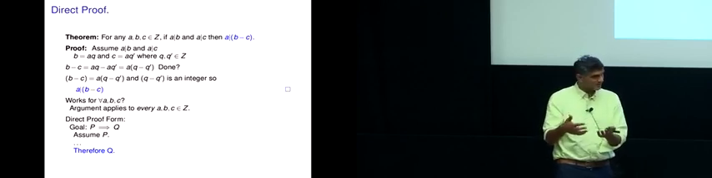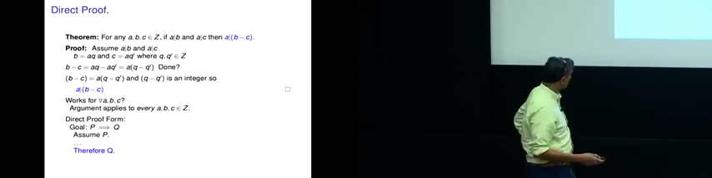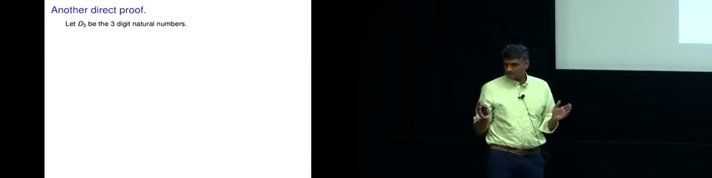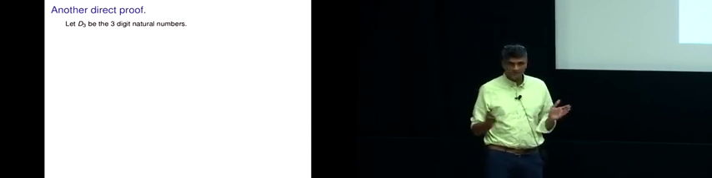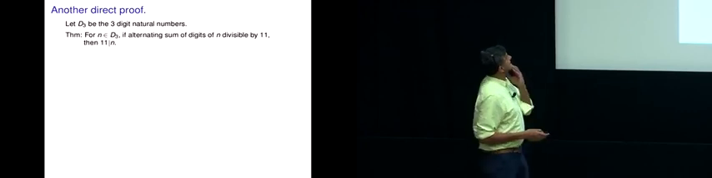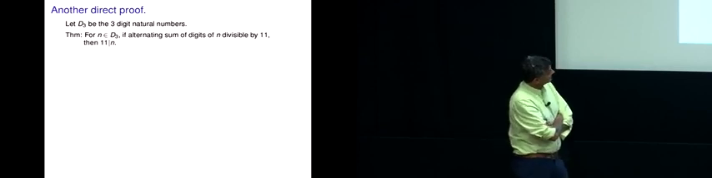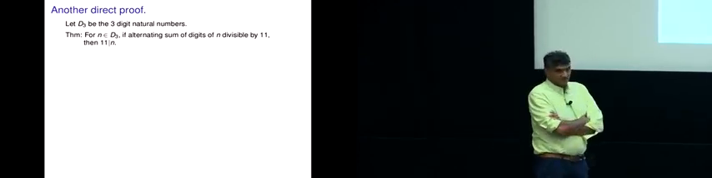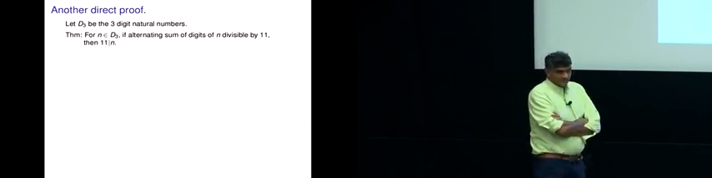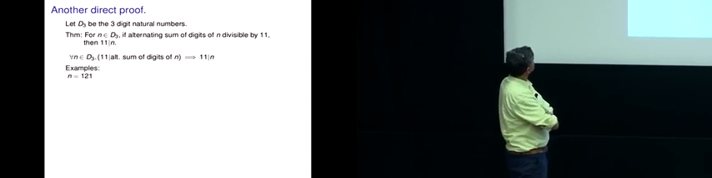You're just sort of skipping steps or waving your hands a little bit, even though many of the steps look the same. Okay, so D3 are all the three-digit natural numbers, right? 100 through 999. Does that make sense? 101 is a three-digit natural number, and so on. So we want to prove that if the alternating sum of digits of n is divisible by 11, then 11 divides n. Does that make sense?